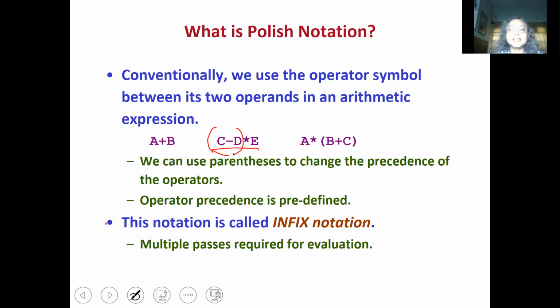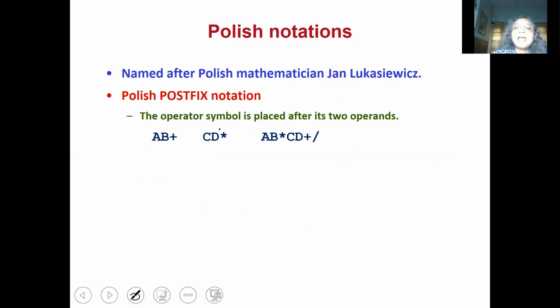Now this notation that you are familiar with is called the infix notation. In an infix notation, multiple passes are required for evaluation. Why? Suppose you are going to evaluate this expression. First you make a pass and identify the multiplication and division operators, so you first do the multiplication, and then you do another pass in order to do the subtraction.